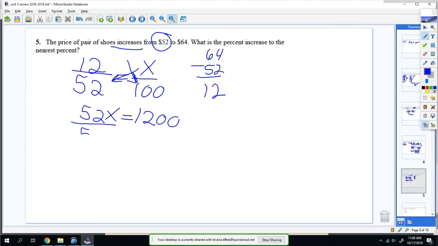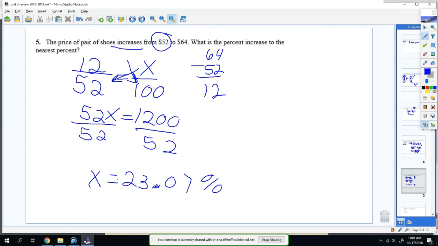So then you divide by 52 on both sides. When I take 1200 and divide by 52, you get 23.07, and that goes on percent. On your test, it'll be a much better number. All right, biggest thing: if it's asking for an increase or a decrease, you first have to find the difference.